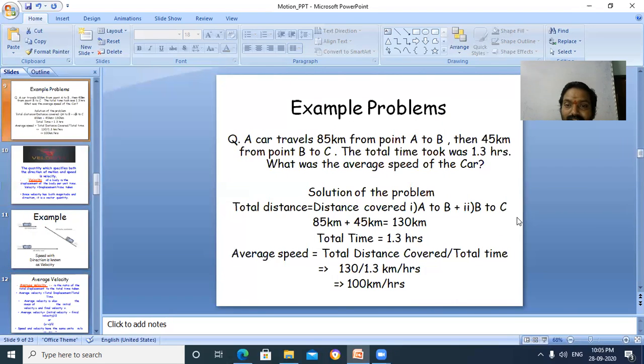Some examples include a car traveling 85 km from point A to B and then 45 km from point B to C, that means the distance covered is not uniform. The total time taken was around 1.3 hours. What was the average speed of the car? Here it covered 85 km from A to B, and from B to C it is 45 km. The total distance traveled is 130 km in 1.3 hours. So in terms of kilometer per hour, approximately 100 kilometers per hour is the speed of the vehicle. That's how we calculate.